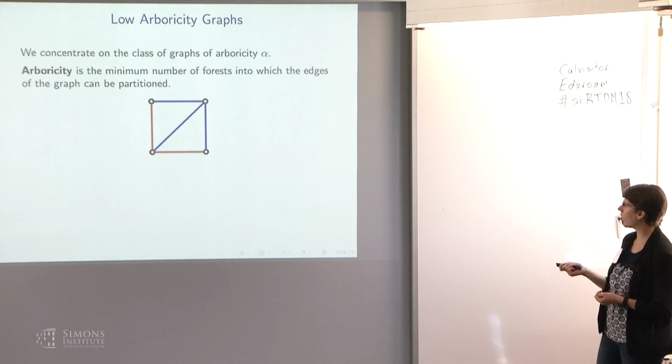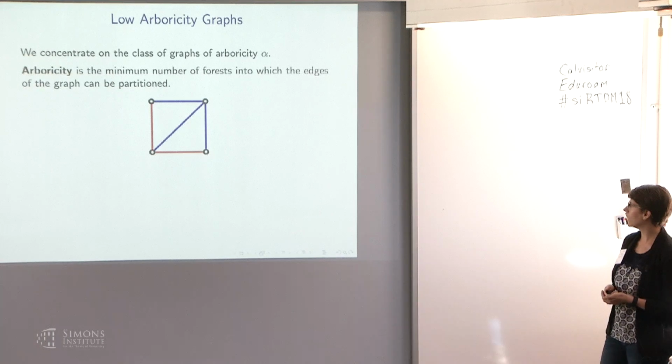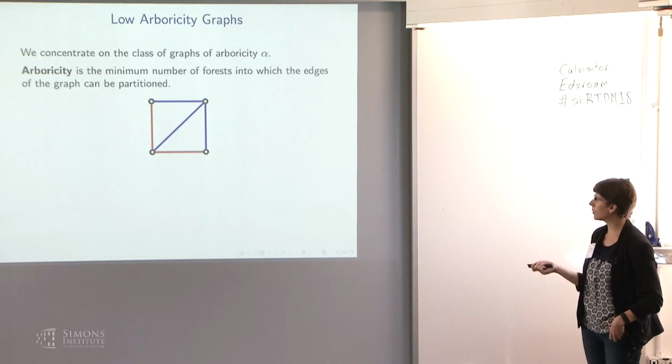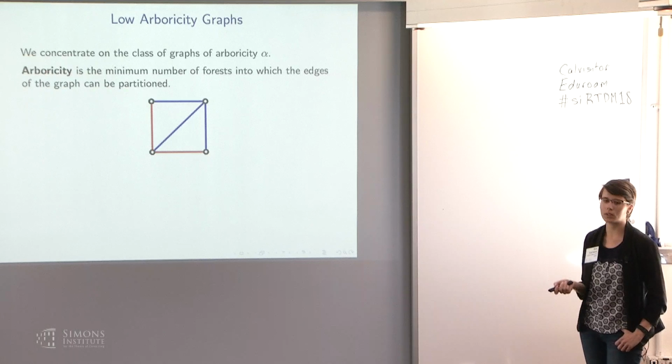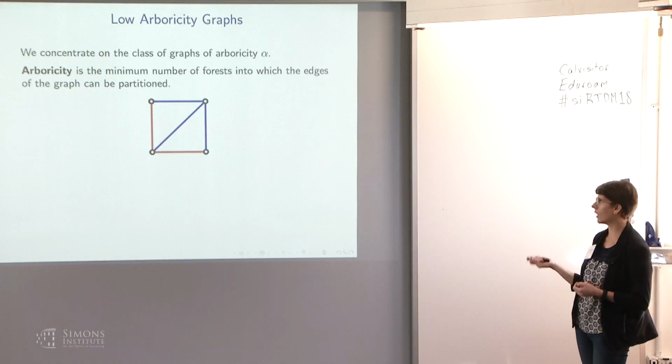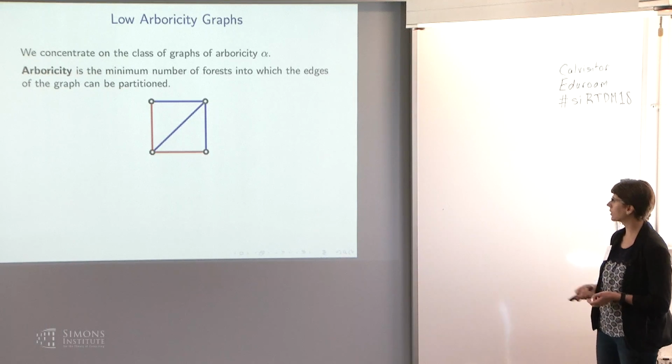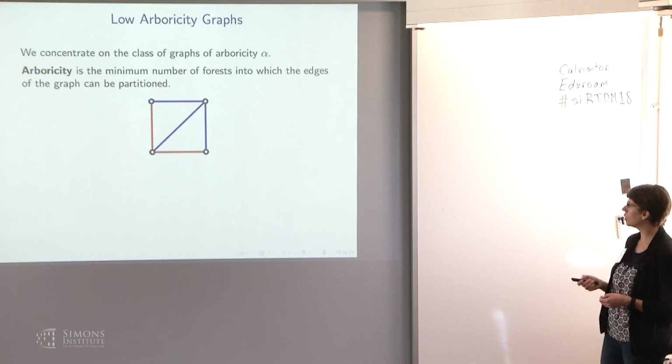In particular, I will be concentrating on the class of graphs of arboricity alpha, where arboricity is the minimum number of forests into which we can partition the edges of the graph. So this graph, for example, has arboricity 2, because the edges can be partitioned into the blue forest and the red forest.